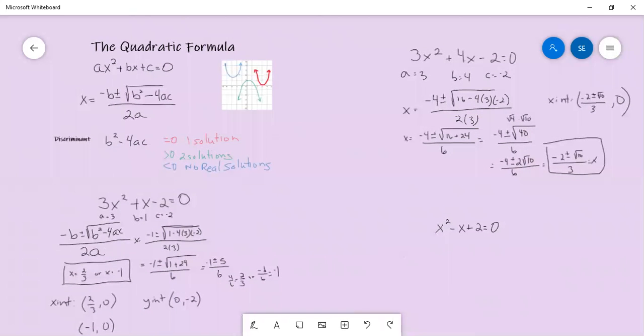But our quadratic formula is negative b plus or minus the square root of b squared minus 4ac all divided by 2a. If you have further questions just on the application of this formula, please do not hesitate to reach out.